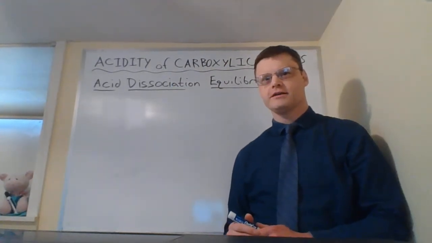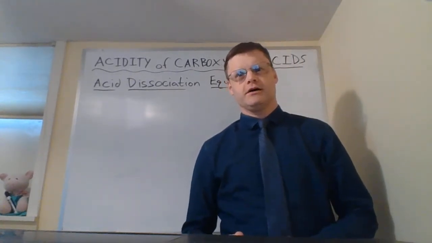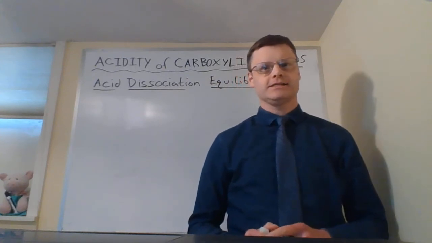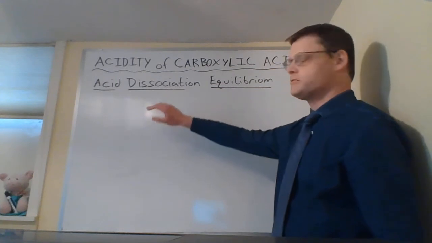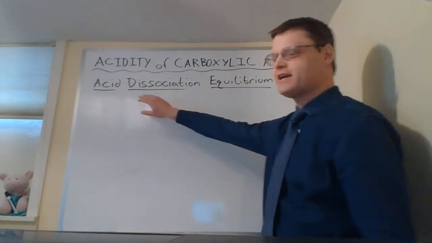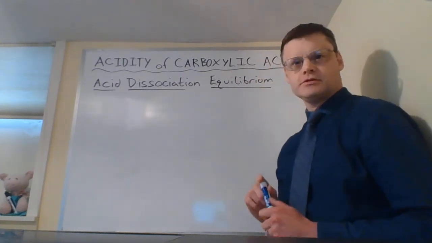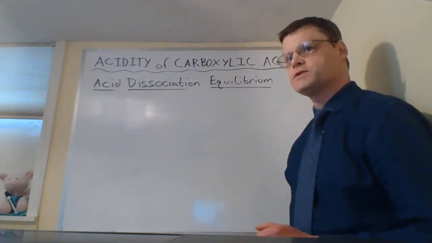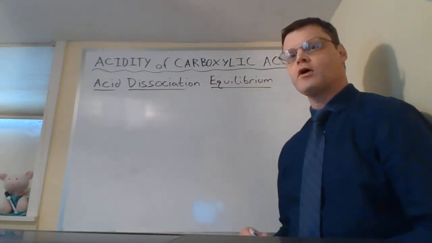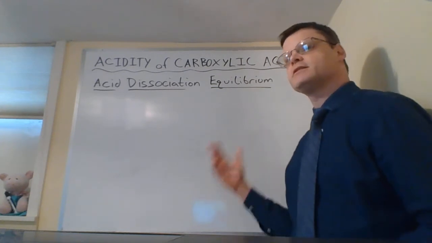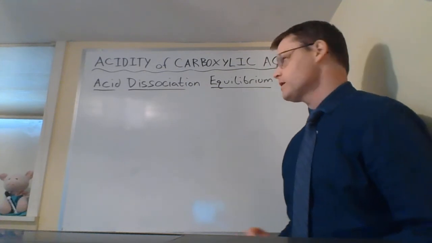All right, welcome back. In this video, we're going to start looking at chapter 20 of Wade, which is about carboxylic acids. Today we're going to look at the acidity of carboxylic acids. I'm probably going to do two videos on this. In this first video, we're going to look at the acid dissociation equilibrium for carboxylic acids, and in the second video we'll look at some trends in acidity of carboxylic acids.